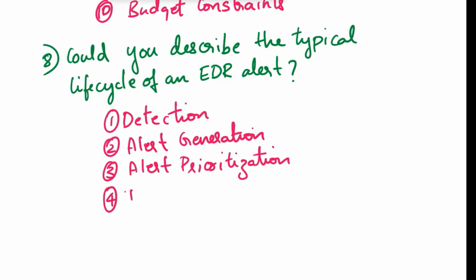Then is the investigation part. The security team initiates an investigation into the alert to determine whether it is a genuine threat or a false positive. This may involve gathering additional information from various sources such as the EDR console, endpoint logs, network logs, and other relevant security tools. The goal is to understand the nature of the activity and its potential implications.